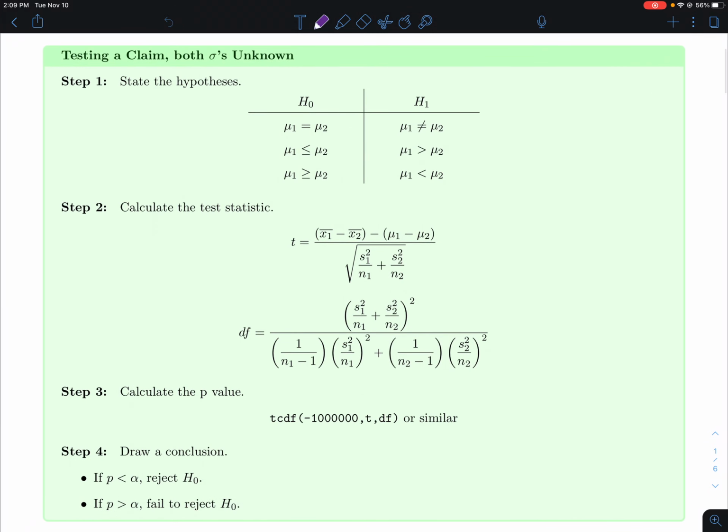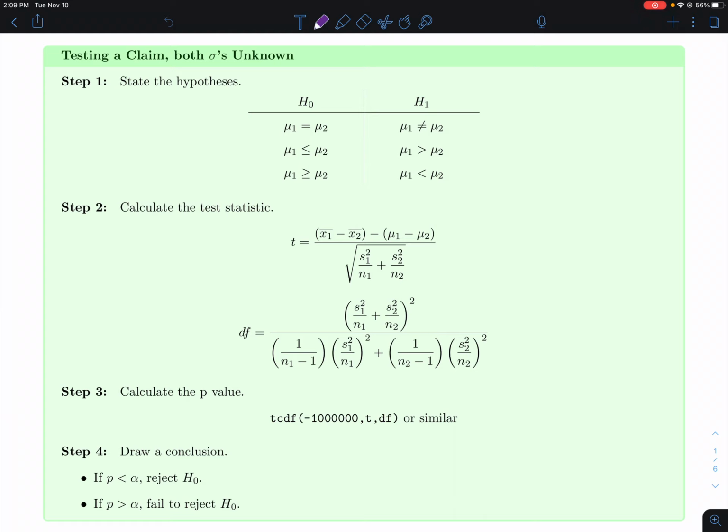we've got the same four steps that we need to do for any claim, regardless of what's going on. Notice there's no difference in stating the hypotheses because we're still dealing with mu, even though we don't know sigma in this case. Our test statistic looks exactly the same, except instead of knowing the population standard deviation, we're going to use the sample standard deviation.